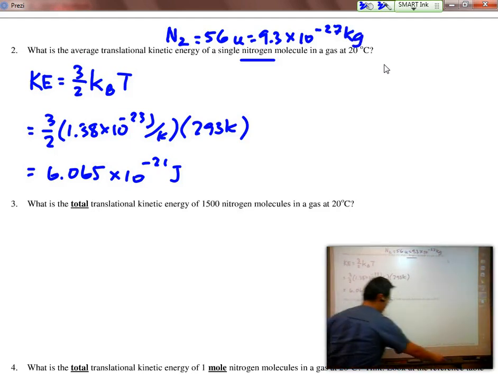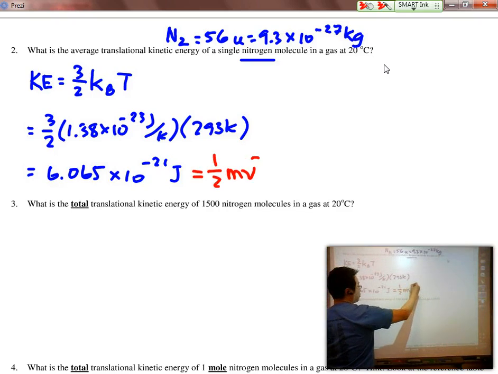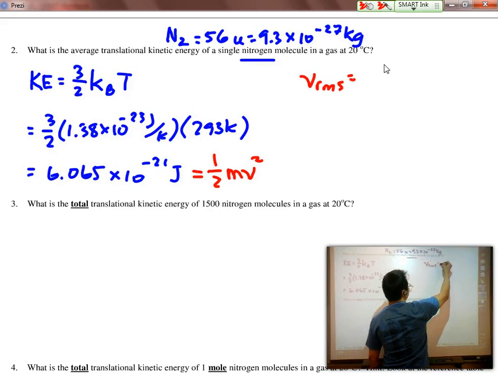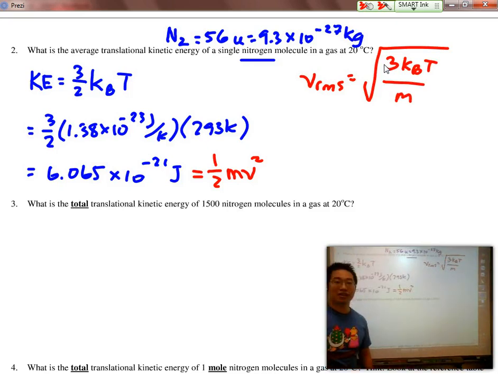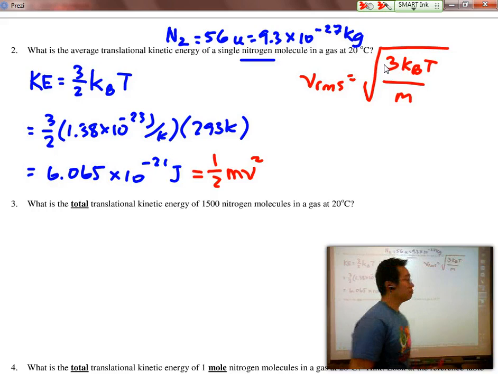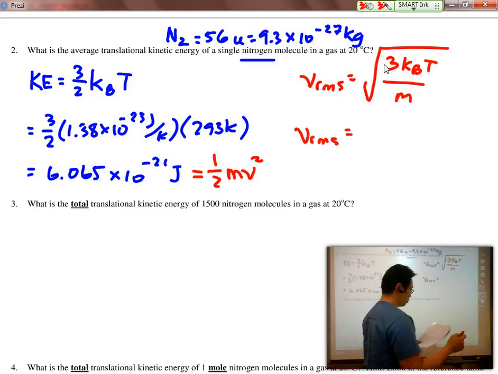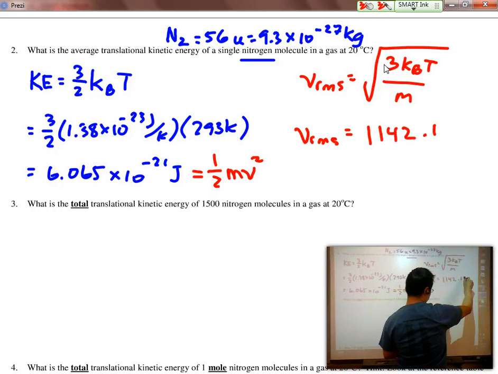So now, if I set this equal to 1/2 mv squared, or if I use the original form of VRMS equal to the radical of 3 kBT over m, I will find that the average velocity of nitrogen would equal 1,142 meters per second.